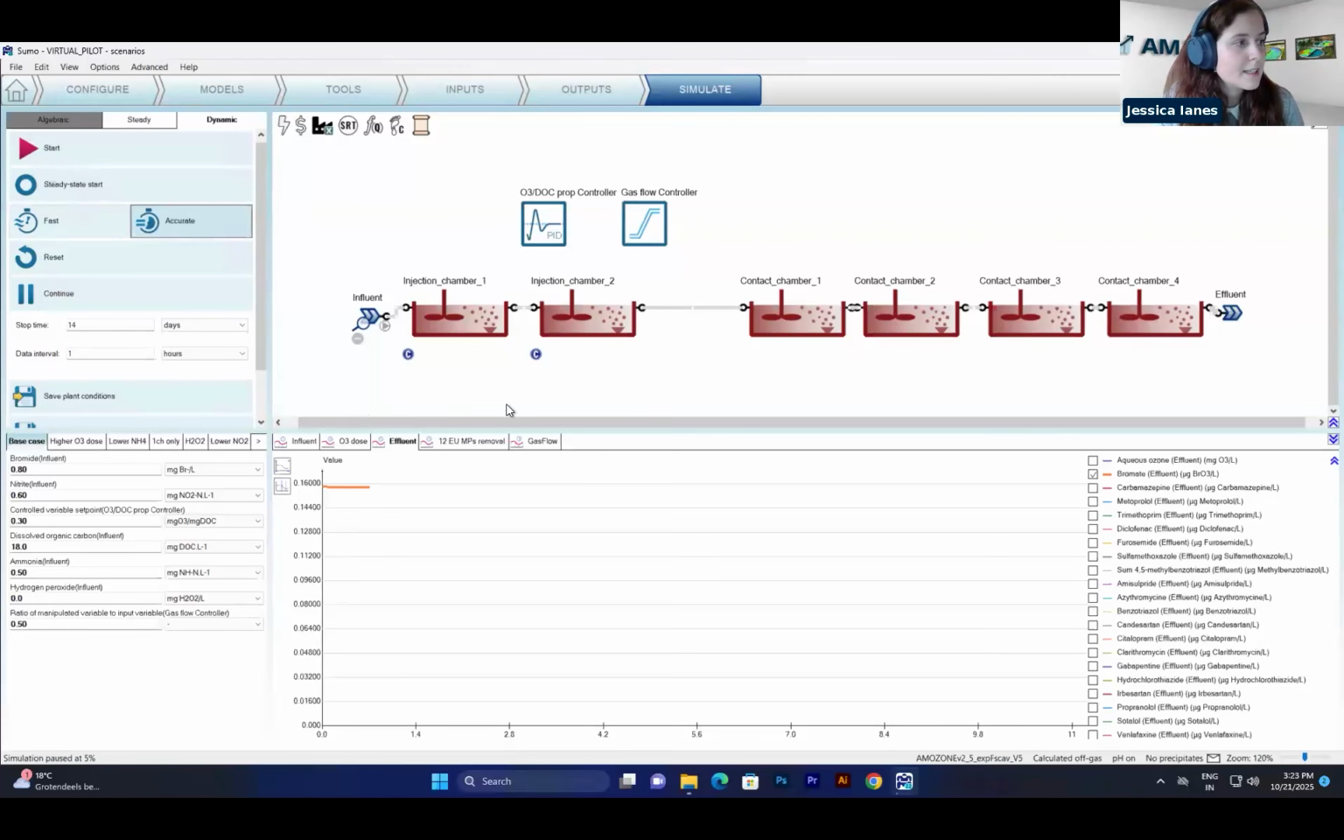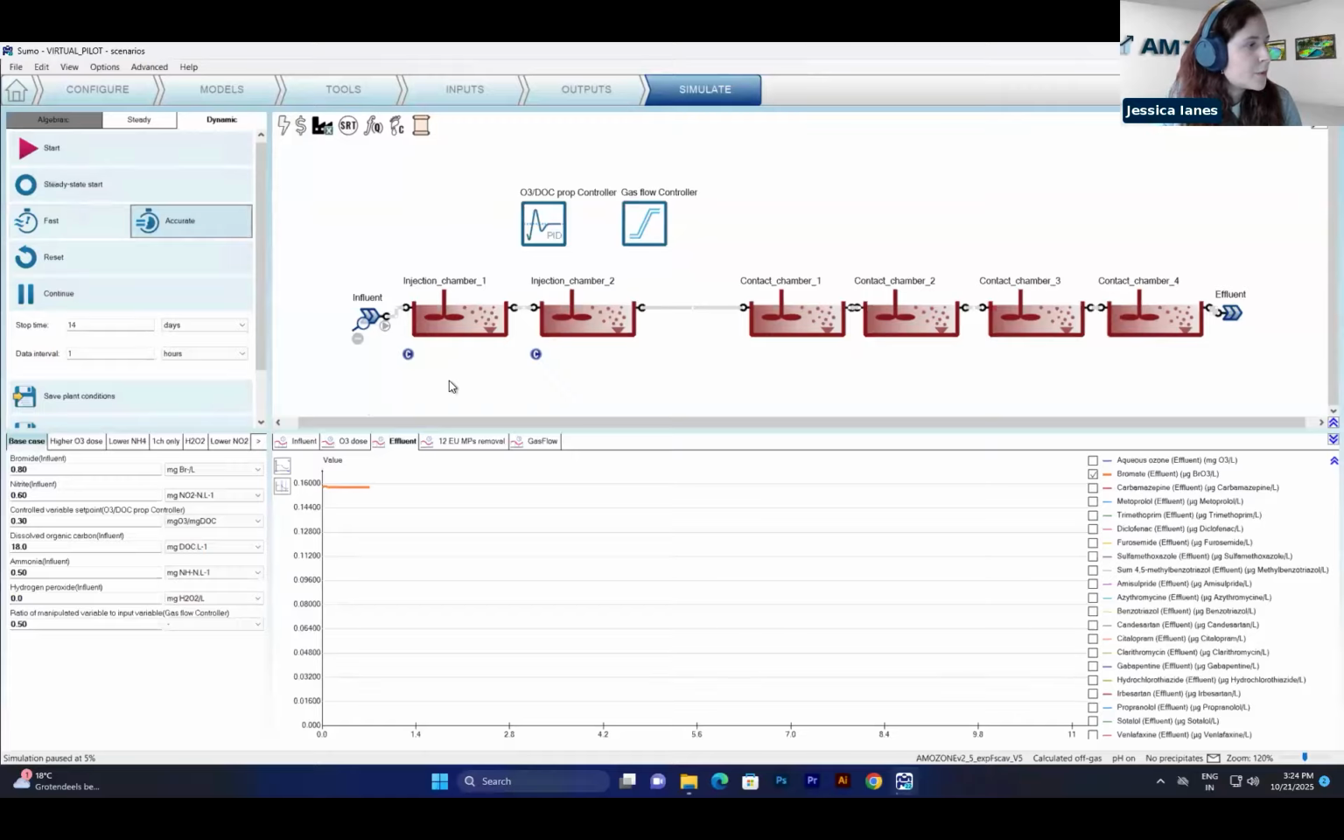Here you can see the layout of an ozonation reactor. Here we have the 2 injection chambers where ozone is injected, and 4 contact chambers. The gas is injected in the 2 chambers with a flow controller, and then ozone is injected proportionally with an ozone to UC controller in these 2 chambers.